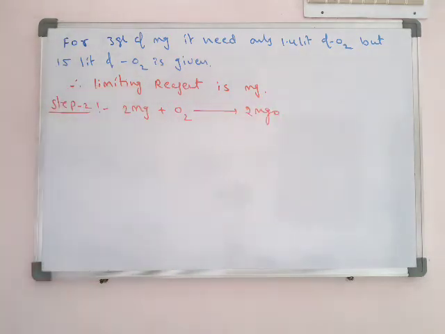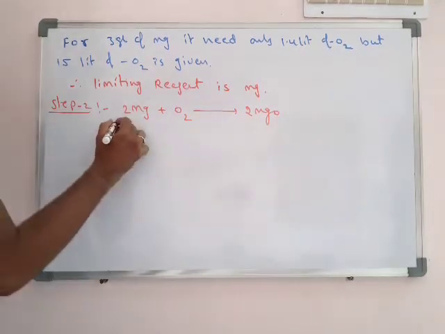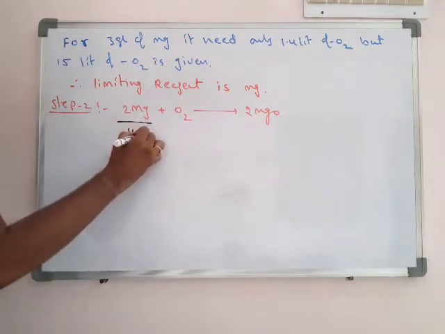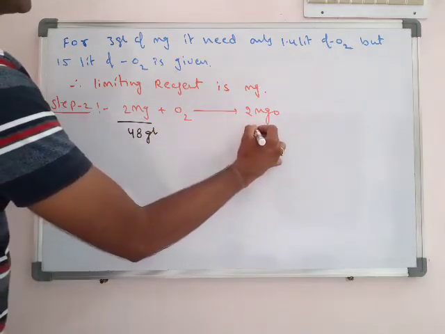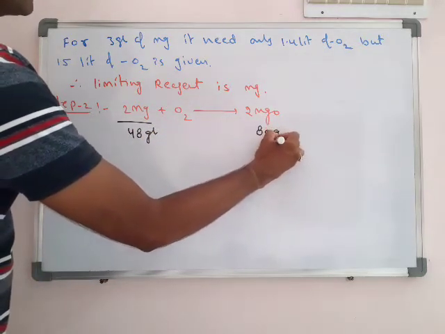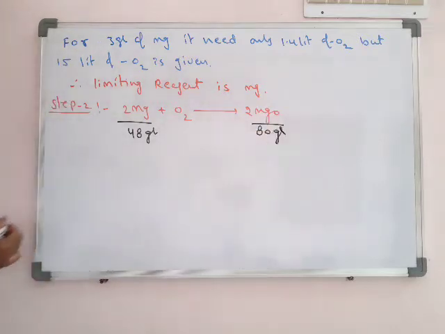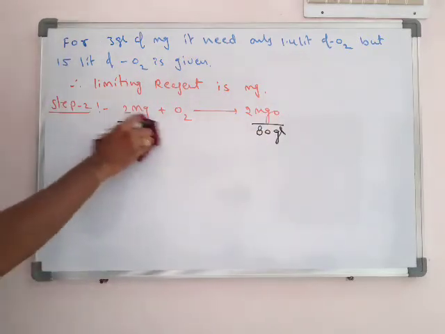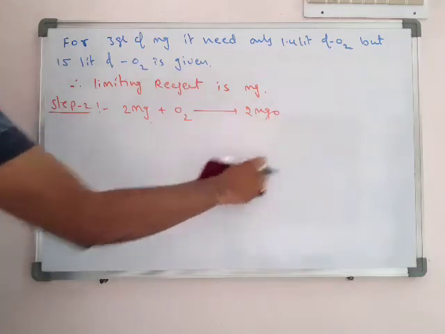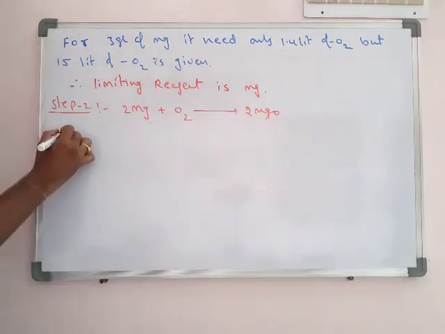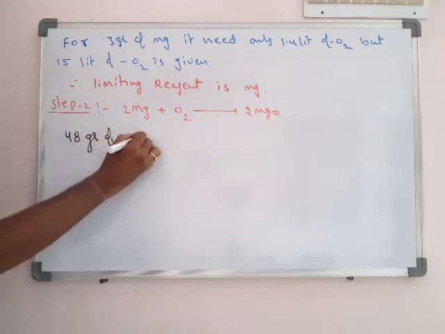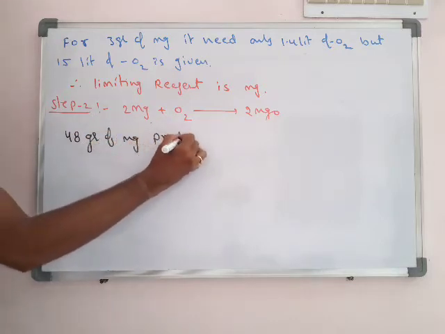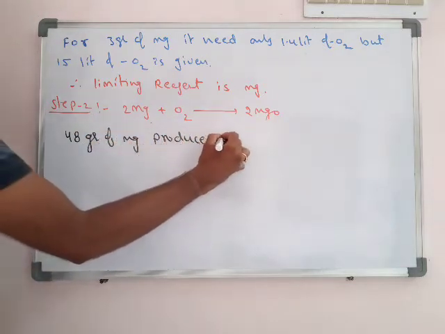So only magnesium, check this is correct. Magnesium, how many grams? Just now we said 2 into 24, 48 grams gives 2MgO, that is 2 into 40, so 80 grams. So here we can write a statement that according to the equation, 48 grams of magnesium on reaction produce how much?